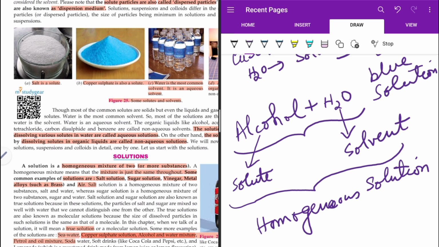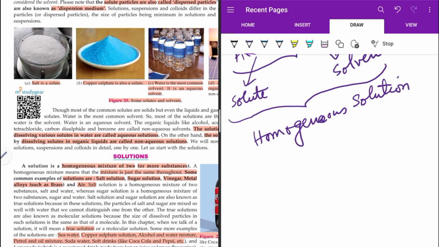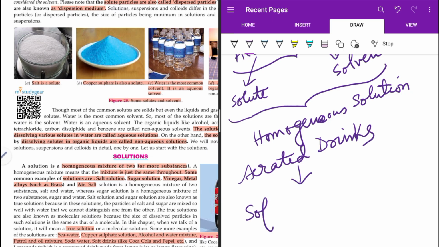Now soda water and soft drinks, Coca-Cola, Pepsi, Thums Up, all of these have carbon dioxide dissolved in water. So they are known as aerated drinks. These soft drinks are known as aerated drinks. And why are they known as aerated drinks?